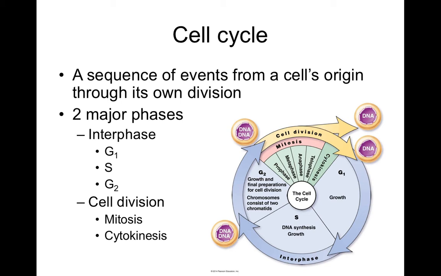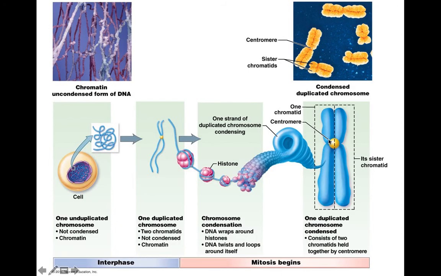There are two major phases. Interphase, which has 3 subphases, and then cell division, which basically has 2 and then 5 subphases underneath that. So this is what we call the cell clock. Here you can see that the majority of the time the cell spends in interphase, which we will talk about more in depth in just a moment. And only a small portion of the cell's actual life cycle is spent in mitosis.